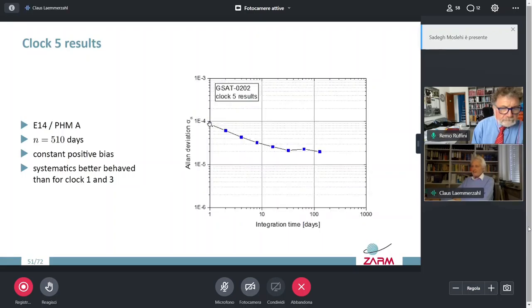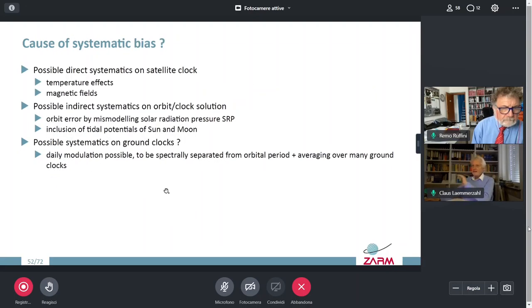And this is the increase of the stability with time, and we discussed whether temperature effects might influence that, or magnetic fields of the Earth. There is mismodeling of systematics during the orbit: solar radiation pressure, Earth albedo, tidal potentials of Earth, Moon and Sun. Everything could be included and could be explained.